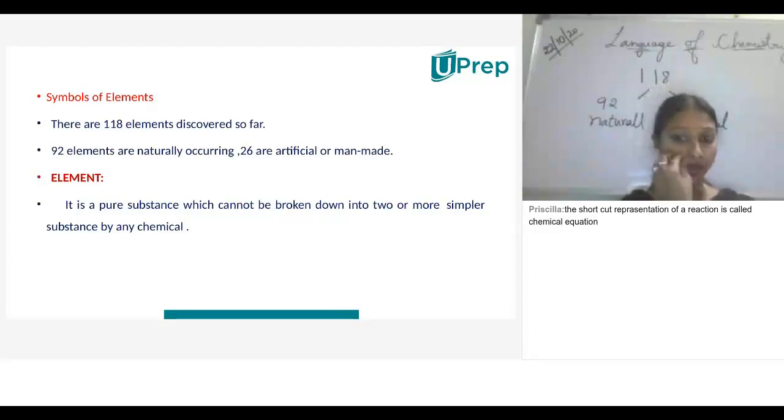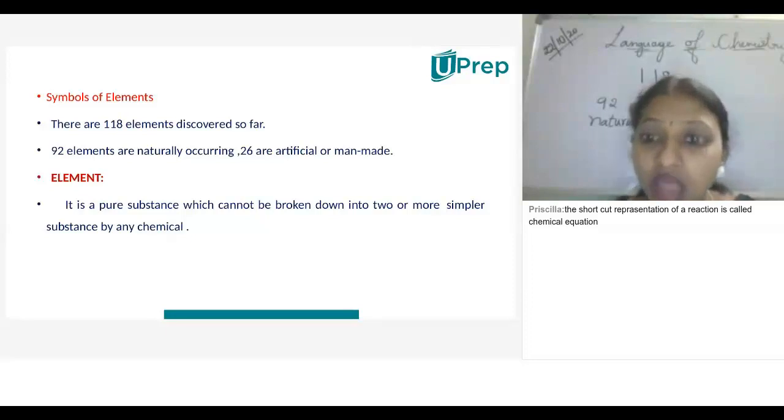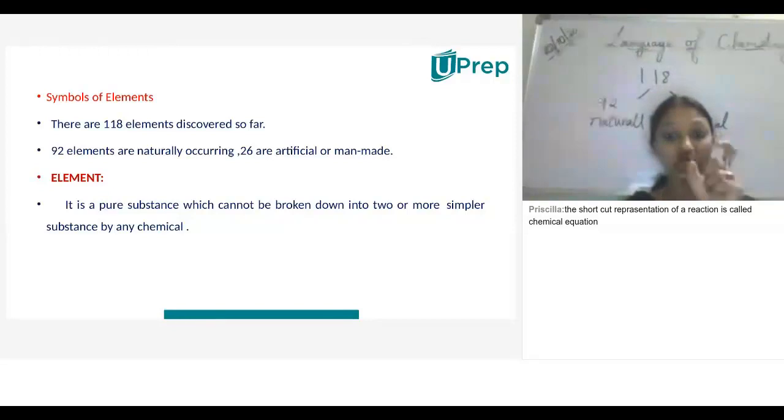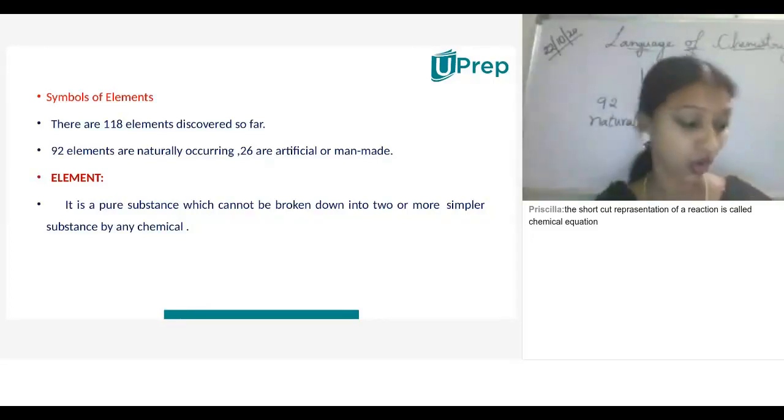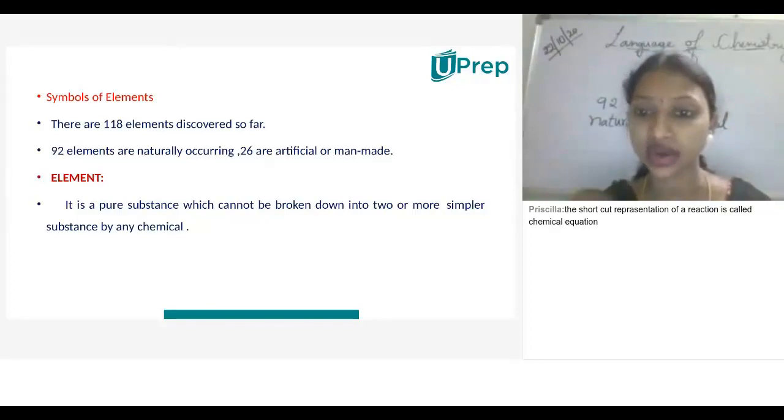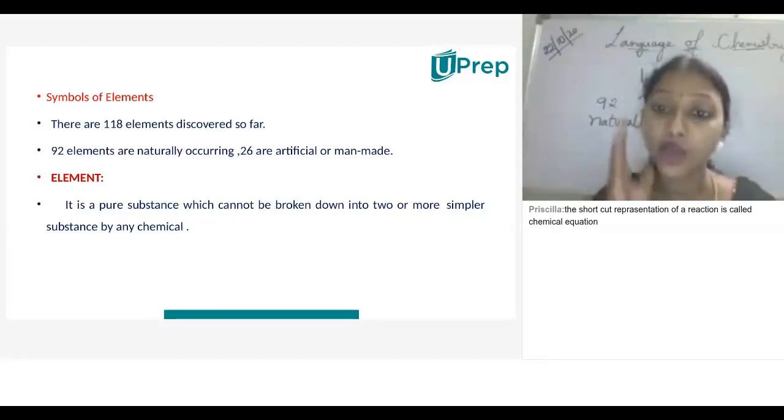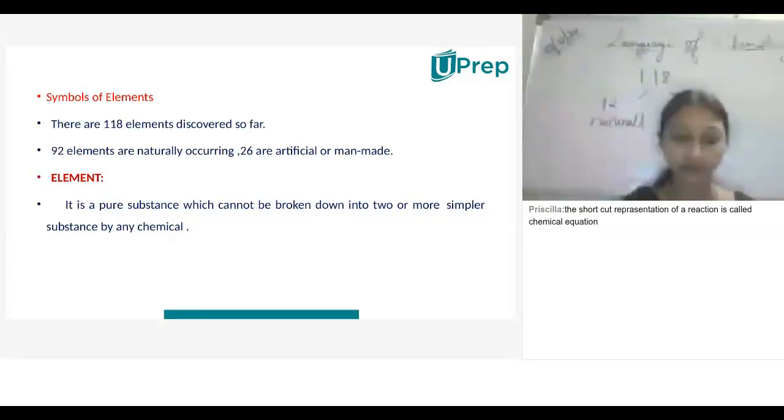Okay, so what do you mean by elements? An element is a pure substance which cannot be broken down into two or more simpler substances by any chemical reactions or reagents. Each letter from A to Z is considered an alphabet, am I right? Here, 118 elements are considered as elements which are pure in nature. So if I want to break, for example, gold, you know gold very well, I think.